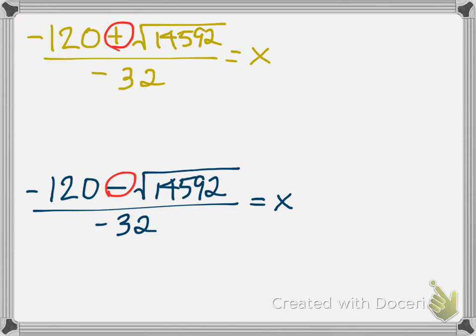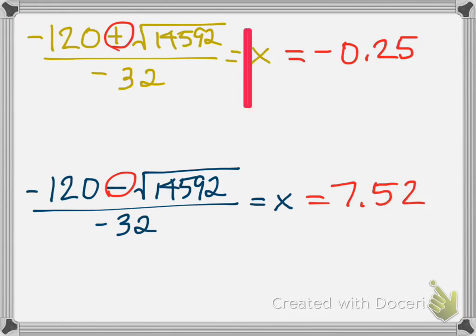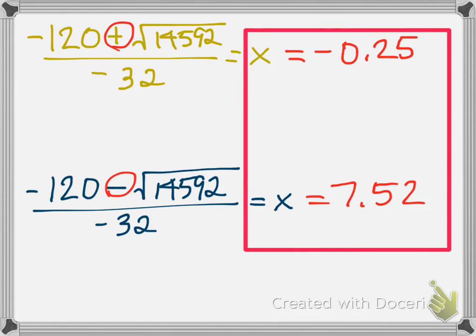When I evaluate negative 120 plus the square root of 14,592, I hit equals. I divide that by negative 32. X is equal to negative 0.25 or 25 hundredths. When I do the same operations but with the negative or the minus sign out front, I end up with 7.52. So both of these guys are my zeros or my roots.